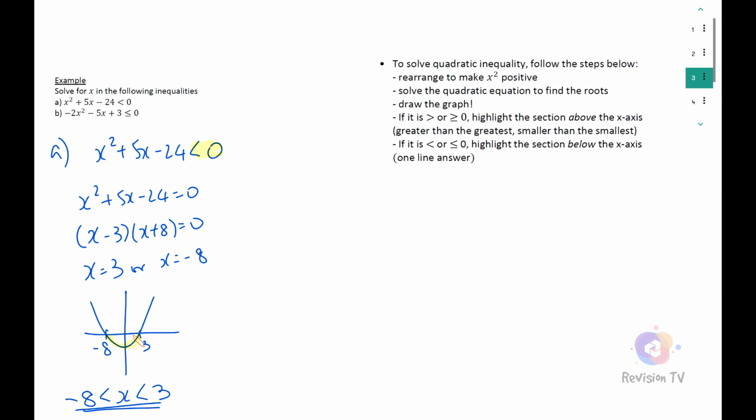All right. Question B. Let's try to do this. -2x squared minus 5x plus 3 less than or equal to 0. Now the first step: this time x squared is not positive. So we're going to bring everything to the right hand side. Okay, so if I move the minus 2x squared to the right hand side, I'm going to keep the sign in here, less than or equal to.